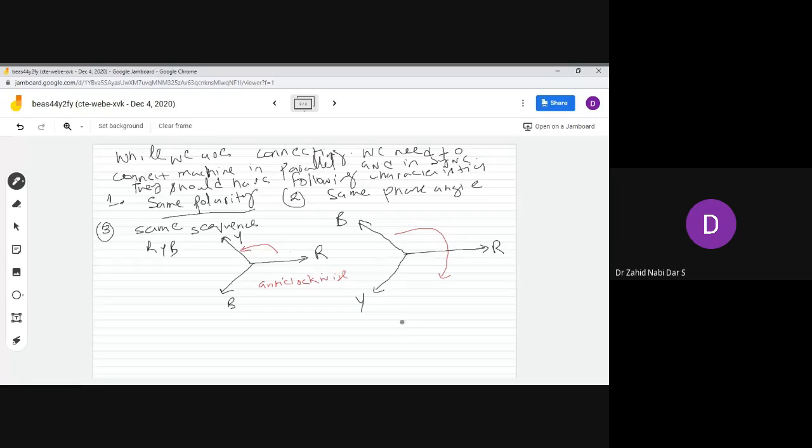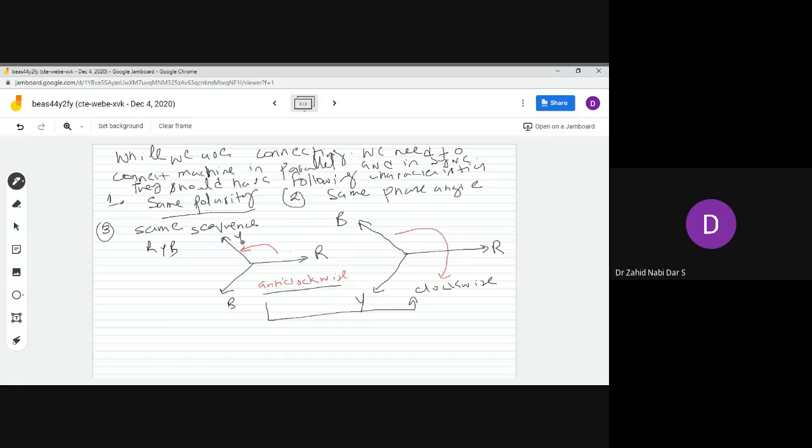That's what happens in an induction motor or in any machine. Suppose the machine is rotating anti-clockwise. Now if you want it to rotate clockwise, you have to interchange any one sequence, either Y or B. If it is rotating clockwise, it will start rotating anti-clockwise. So these are the things that machines have to have.